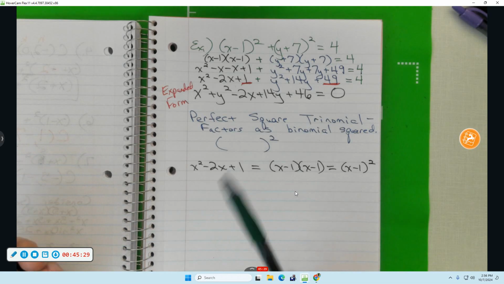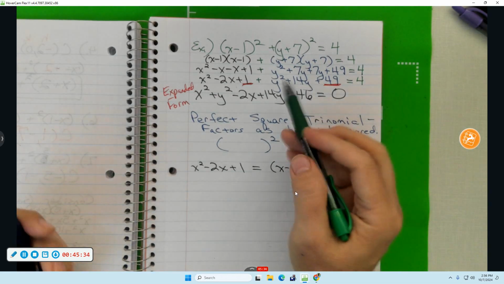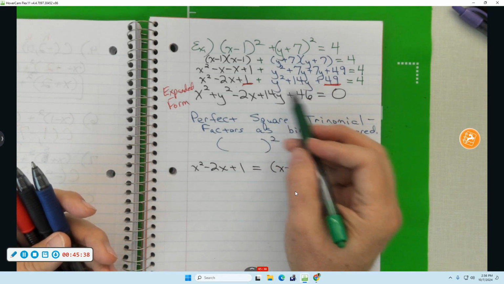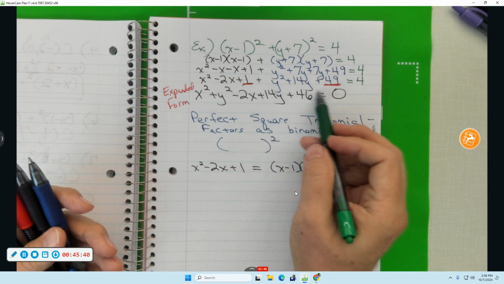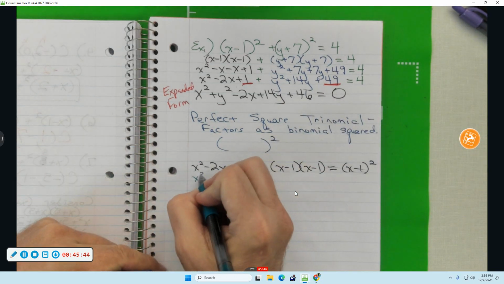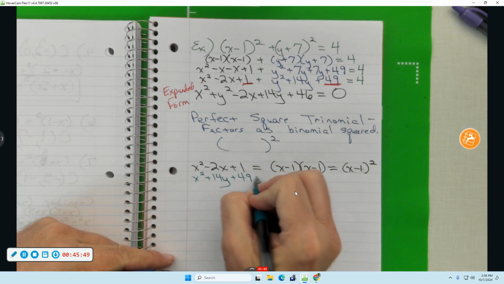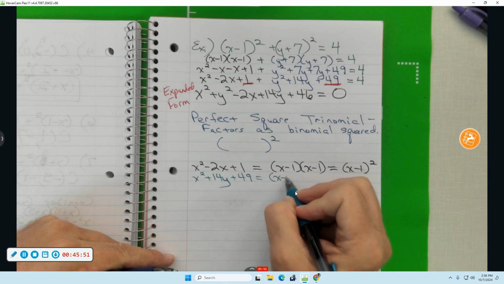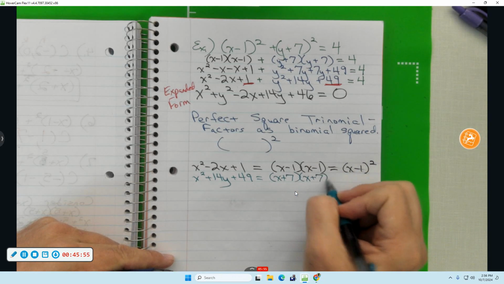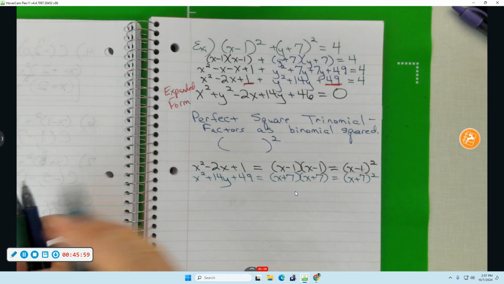The same logic can go for y's as well, but I think I'm going to use an x here, when those little y tails get a little messy. So x squared plus 14x plus 49 will factor as x plus 7 times x plus 7, and that's an x plus 7 quantity squared.